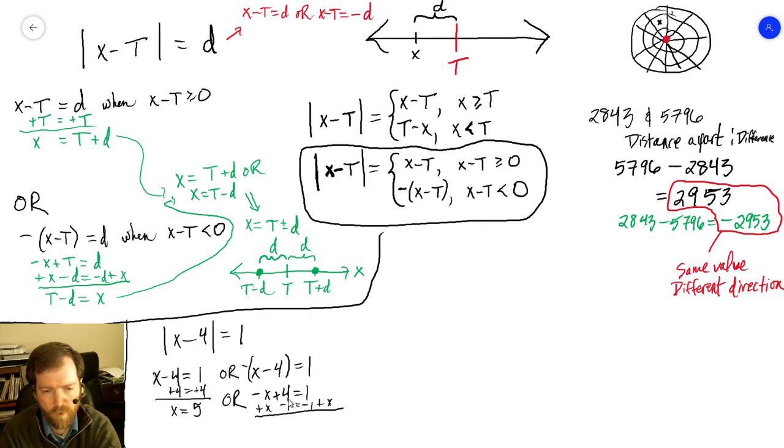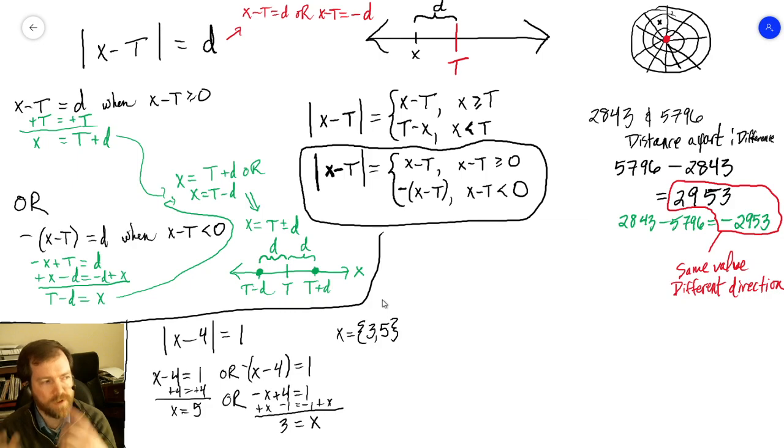All right, here we get a 4 minus a 1 is 3, is equal to, and over here 1 minus 1 is 0, plus x is x. So we get x equals 5, or x equals 3. And in set notation, that is x equals either 3 or 5 in curly brackets.